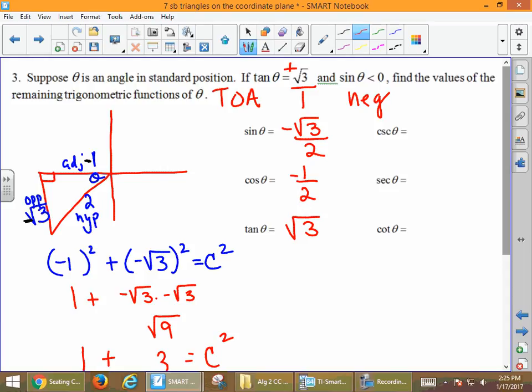And then we need to find our reciprocal values. Cosecant is the reciprocal of sine. It's 2 divided by negative square root of 3. And in a minute, we'll get rid of that radical in the denominator. Secant is the reciprocal of negative 1 half. It's going to be negative 2. If you prefer, write negative 2 over 1.